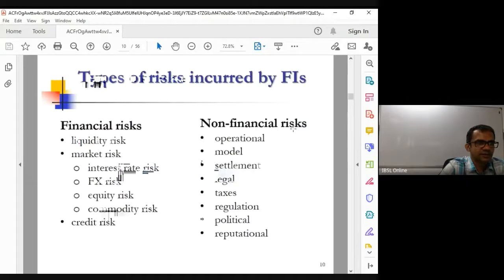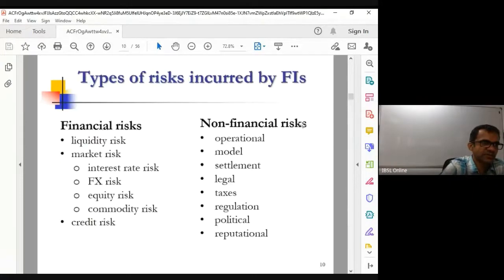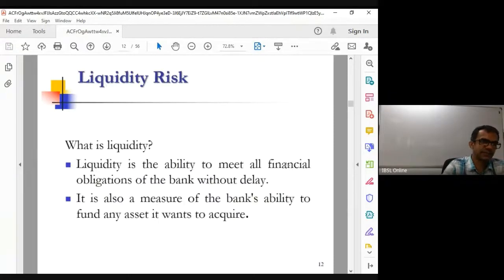the types of risk. The liquidity risk, one of the most important risks that we face in financial institutions. What is liquidity risk? I think you might have discussed it in the ALM session as well. What is liquidity? That is the ability to meet our financial obligations without any delay.